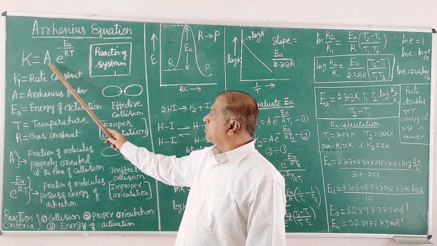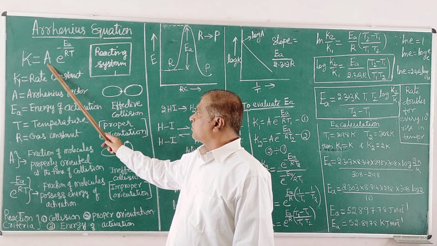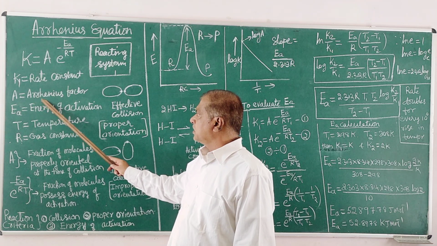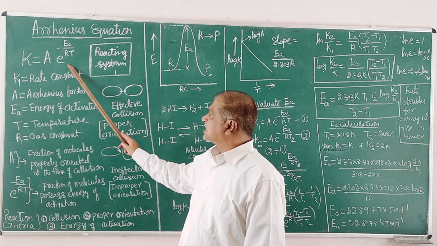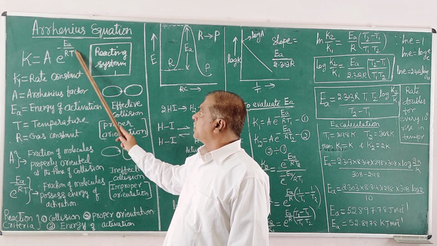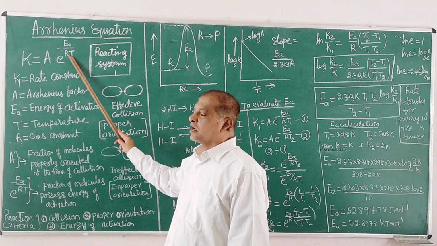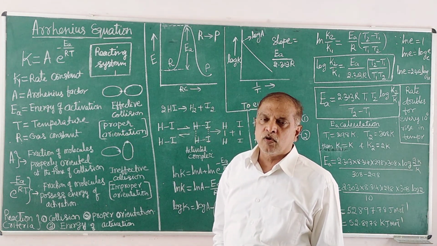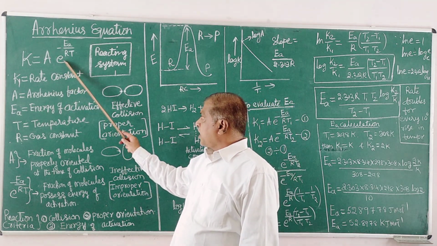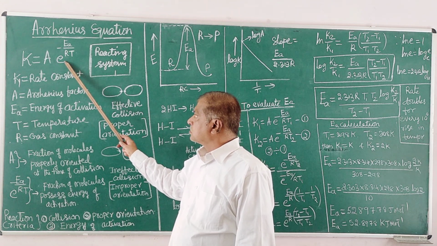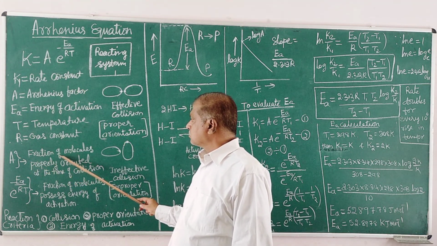There are two mathematical factors. One is A, the pre-exponential factor. It is also called the Arrhenius factor or frequency factor. The other is the exponential factor, which contains the energy of activation, the temperature, and the gas constant for 1 mole, the universal gas constant. These two factors have their own contributions.